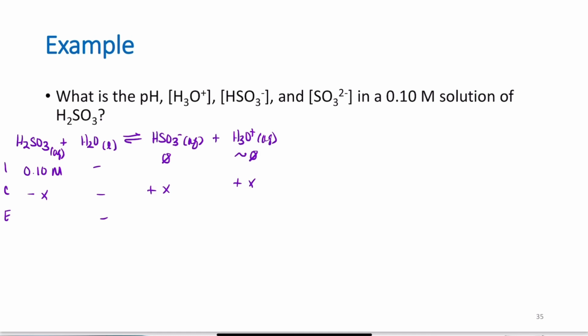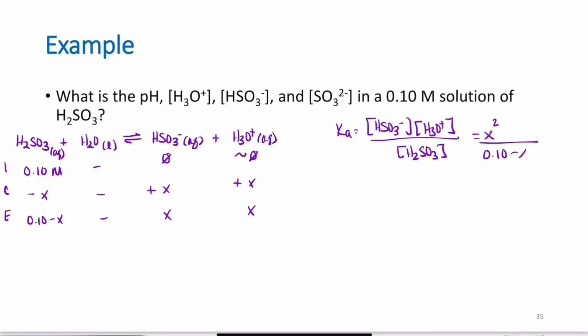My change is minus x, plus x, plus x, a 1-to-1 ratio here. In equilibrium, I have 0.10 minus x, x, and x. Now, when I write out my Ka expression, Ka is equal to the concentration of HSO3 minus times the concentration of H3O plus divided by H2SO3, which is x squared divided by 0.10 minus x.